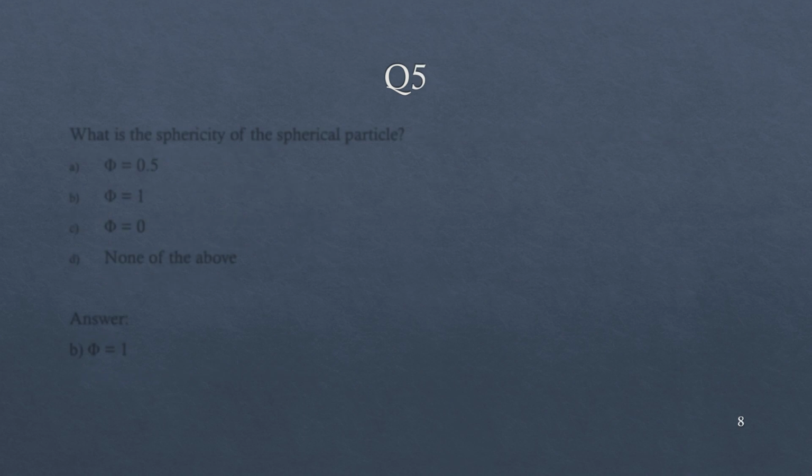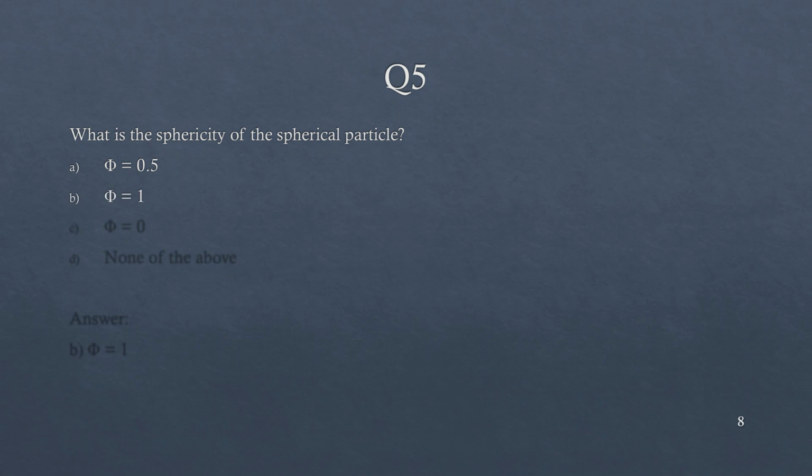So now we'll go to question 5. In question 5 it is asked, what is the sphericity of a spherical particle? Option A, it is 0.5, option B, it is 1, option C, it is 0, option D, it is none of the above. This is a very straightforward question, so you must be able to give the answer.